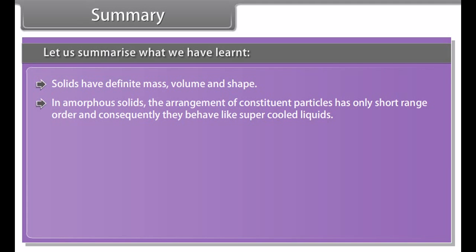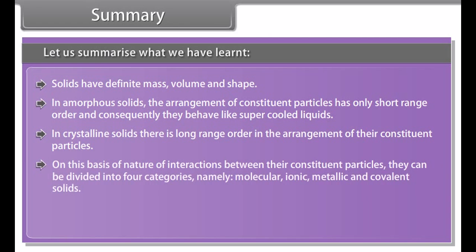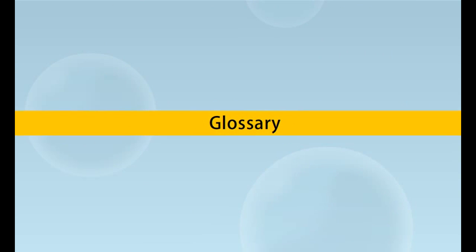Primitive and centered unit cells. Unit cells can be broadly divided into 2 categories: primitive and centered unit cells. A. Primitive unit cells. When constituent particles are present only on the corner positions of a unit cell, it is called a primitive unit cell. B. Centered unit cells. When a unit cell contains 1 or more constituent particles present at positions other than corners.